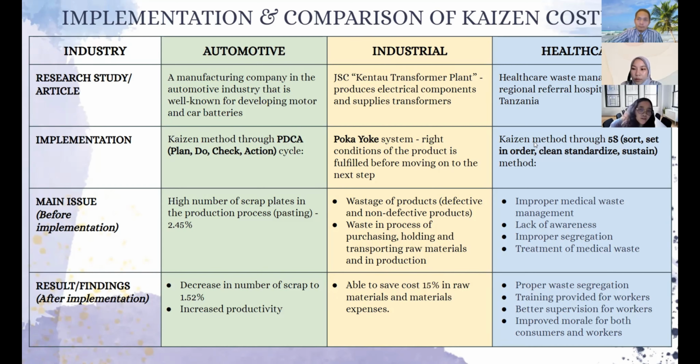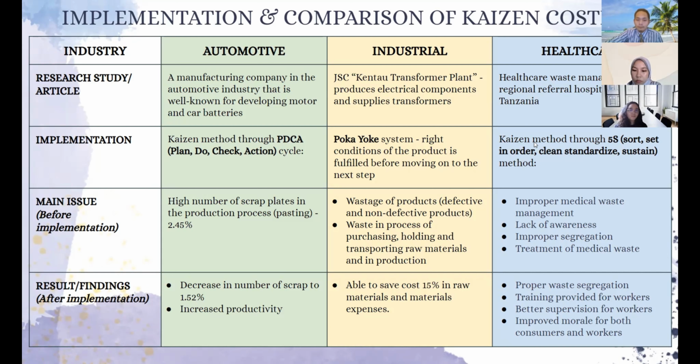Thank you, Ayuni. So for the industrial sector, the article that I referred to is a study conducted on JSC Kental Transformer Plant. It is a plant that produces electrical components and supplies transformers, and it is based in Turkey. They implemented Kaizen costing in this company using the Poka Yoke system.